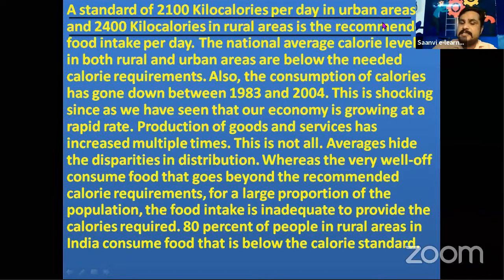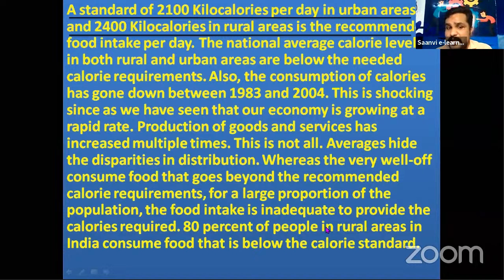When we take average accessibility of food, it is not accurate. I have always told you, per capita food availability is not accurate. Per capita income, when we discussed it, we understood that, because average income, in the same way average food availability, is not always equal. Some disparities or differences we can see in distribution. Some people consume food that goes beyond the recommended calories, whereas for a large proportion of the population, the food intake is inadequate to provide the calories required.